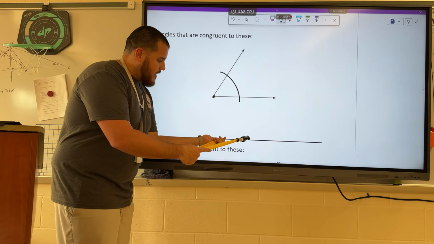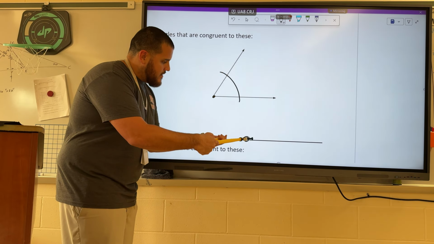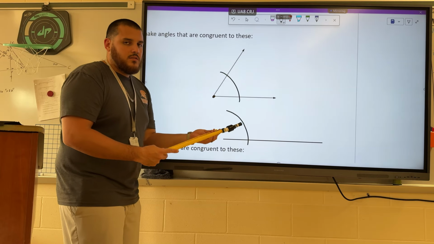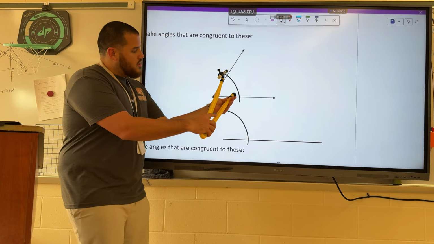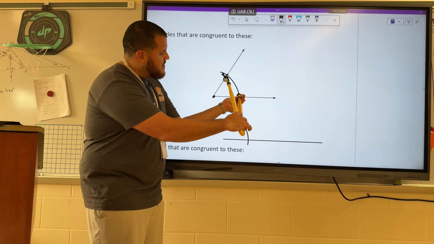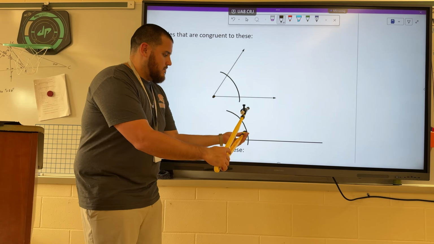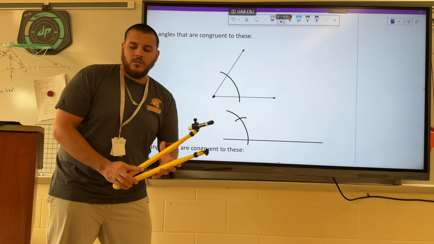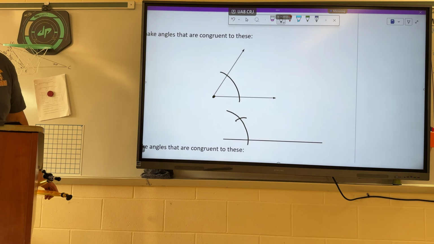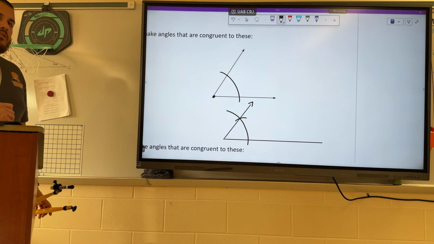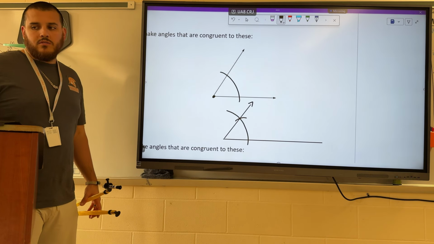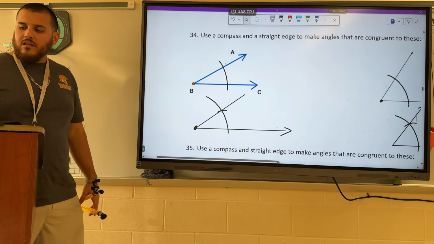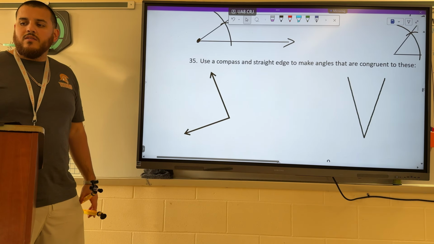Keeping this same setting, I would come down here to my new vertex and again draw an arc just like it. Then I'm measuring the distance between these two intersections right here, which is about the same setting that I have. I'm carrying that over here, putting an arc through. And again, the last thing I have to do is connect that intersection to my vertex, and I get a congruent angle. The next example, by the way, 35, is asking for the same thing.